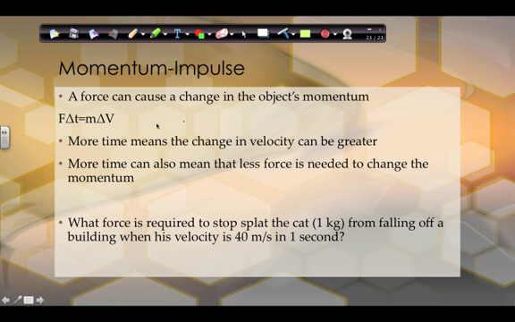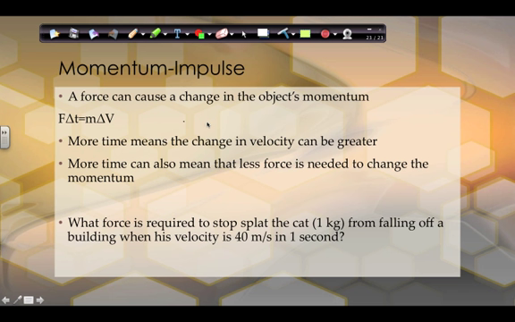Okay, so momentum deals with force. So basically, a force can cause a change in the object's momentum. So basically, it can stop the object, change the velocity, or change the speed. So you can use this equation to solve for force or time with the momentum. So your force multiplied by your time is equal to the mass multiplied by the change in velocity. And some good applications of this momentum impulse theorem deal with time and the force necessary to change a velocity.